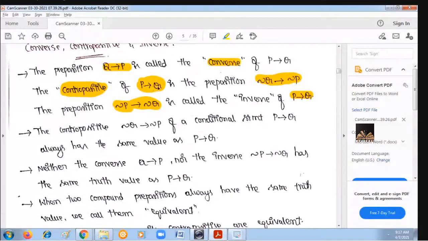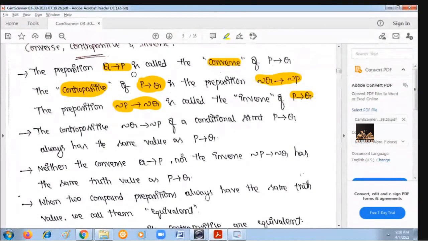Logical equivalence means that when you construct the truth table for these two, P implies Q and its contrapositive, both are the same. That is known as logical equivalence.